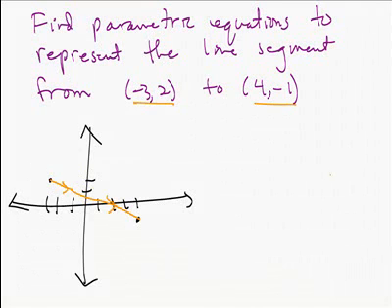Now again, you can think of this as a particle moving along this line segment with respect to time, and we might as well set it up so that at time t equals 0 we're at our starting point here, and at time t equals 1 we're at our ending point here. Well, what is that going to have to mean then?